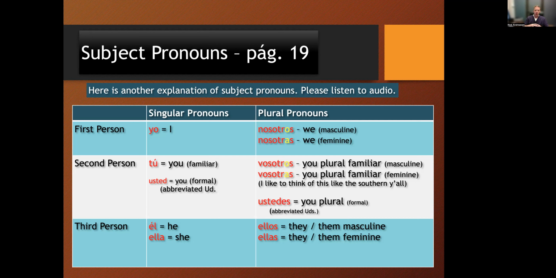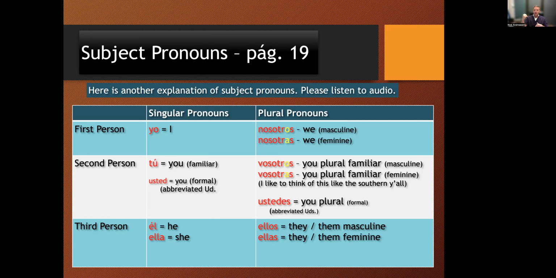Yo, tú, usted, él, ella, nosotros, nosotras, vosotros, vosotras, ustedes, ellos, ellas. Okay, muy bien. So you'll need to memorize those subject pronouns.